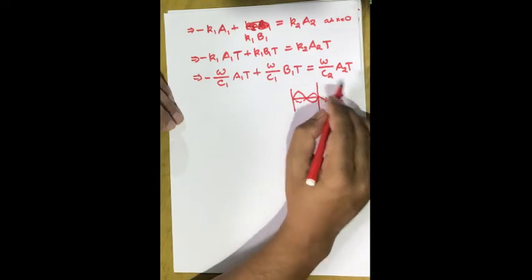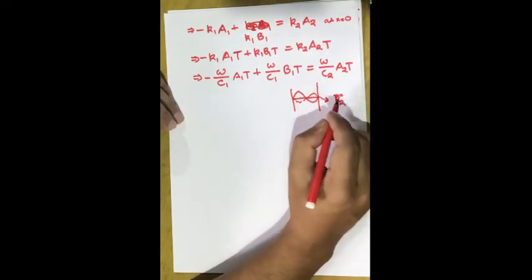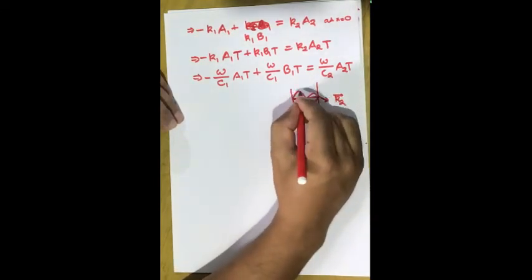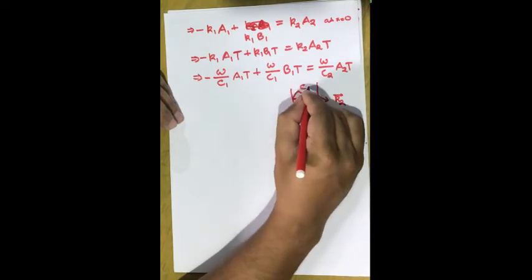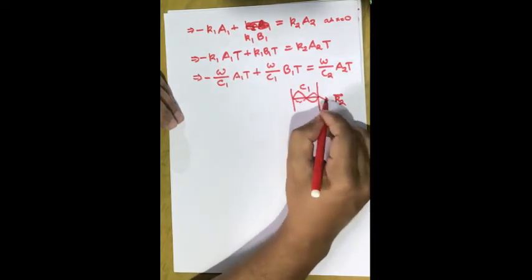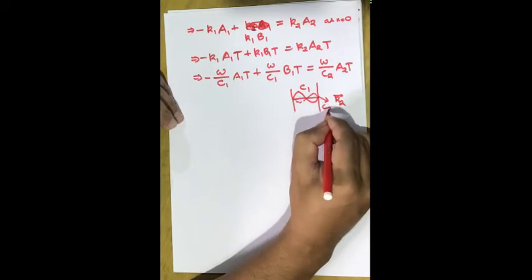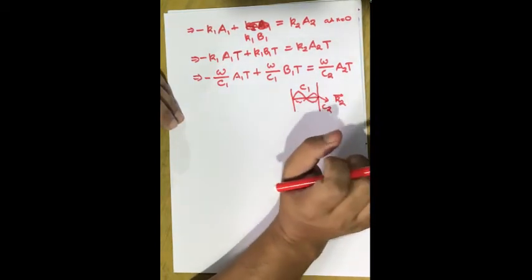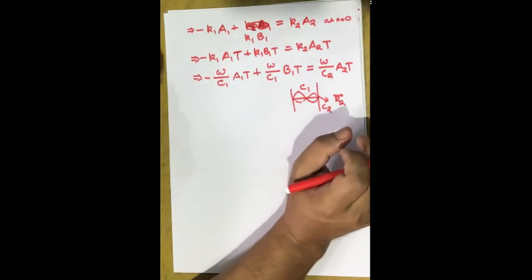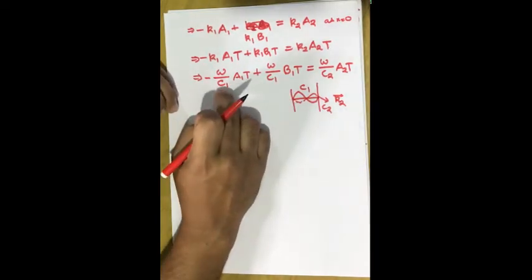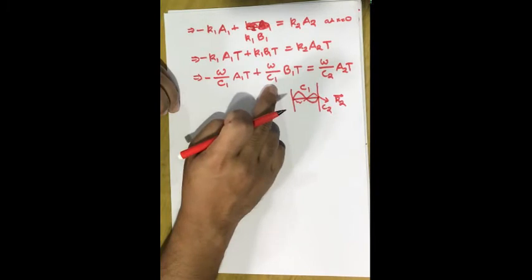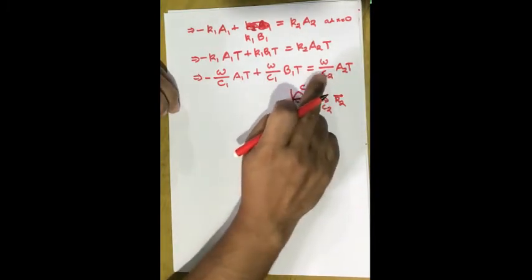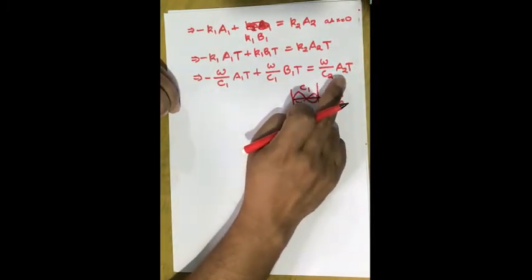Therefore, corresponding to that, this wave velocity will be different. In this part, the incident and reflected wave have a wave velocity C1, but in this part the wave velocity should be C2, because K2 is different in this part of the medium, that I have already explained. So we can write: minus omega divided by C1 A1 t plus omega divided by C1 B1 t is equal to omega divided by C2 A2 into t.